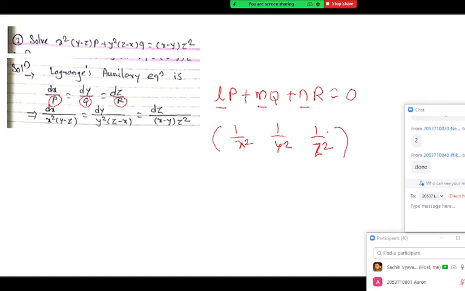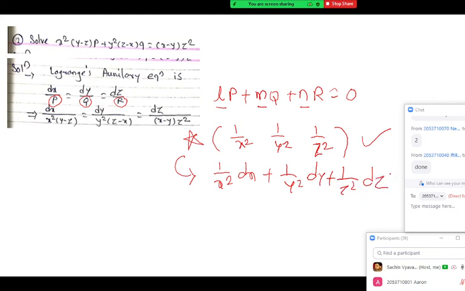So step number 1, we got the multipliers as 1 by x square, 1 by y square, and 1 by z square. That is one thing. By multiplying 1 by x square, 1 by y square, 1 by z square to P, Q, R, that is coming 0, which indicates the numerator should be 0. What is the numerator then? The numerator is 1 by x square dx plus 1 by y square dy plus 1 by z square dz, and that should be 0.